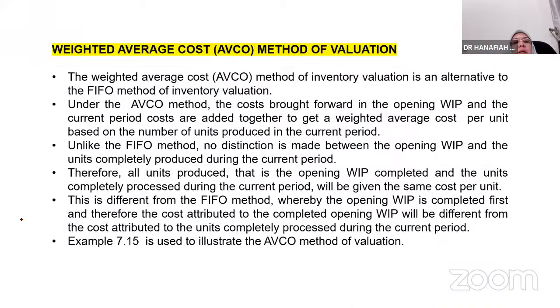Now, another method, the average method. This average method of inventory valuation is actually an alternative to the FIFO method. Under this method, the cost brought forward in the opening work in progress and the current period costs are added together to get the weighted average cost per unit based on the number of units produced. We are going to total up.